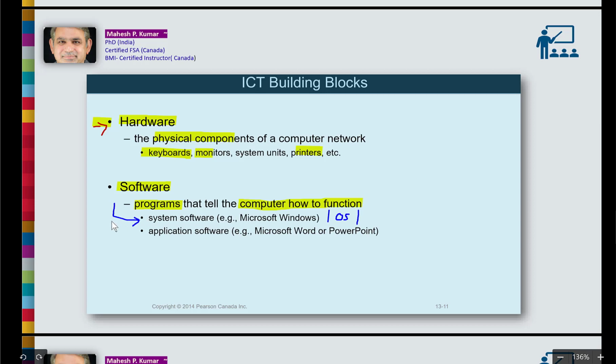And after that you install application software. As the name suggests, application software is for a particular application, right? For example, if you have to write something like a letter or do some sort of word processing, then you need MS Word, Microsoft Word. If you have to create a presentation, then you need Microsoft PowerPoint. If you have to create a table and enter data in there, then you need Microsoft Excel. So all these are application software.